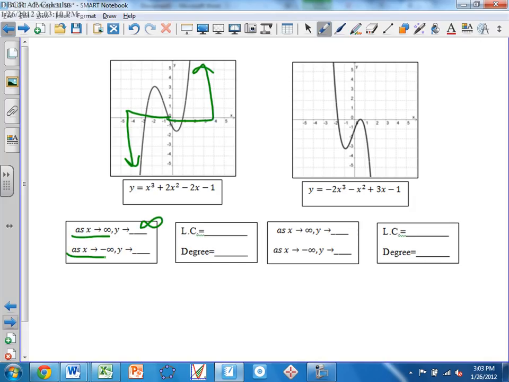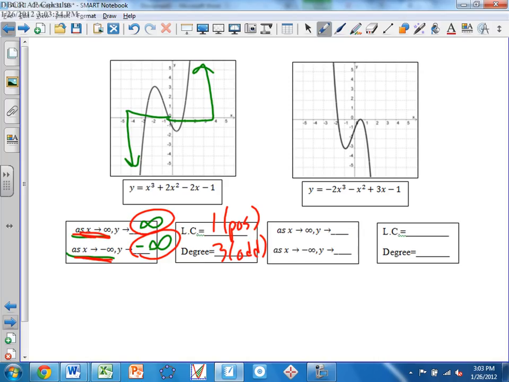As I go to the left, it goes down. Again, as I go to the right, it goes up. As I go to the left, it goes down. What's your leading coefficient? Which is positive. Your degree? Which is odd.